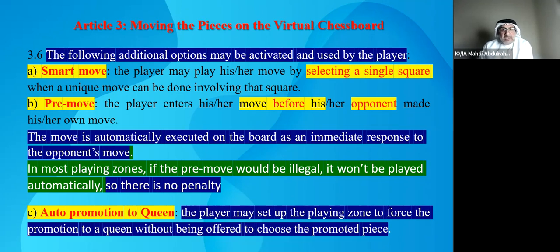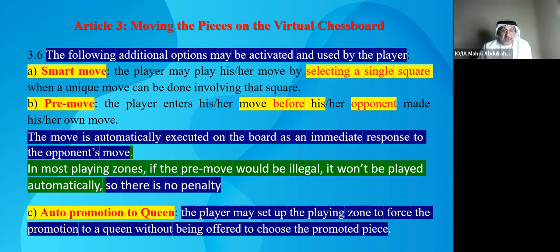The move is automatically executed on the board as an immediate response to the opponent's move. So here sometimes there will be danger. In most playing zones, if the pre-move should be illegal, it won't be played automatically. So there is no penalty, because this is according to the virtual chessboard. The arbiter cannot stop a player and give a penalty for playing an illegal move and so on.